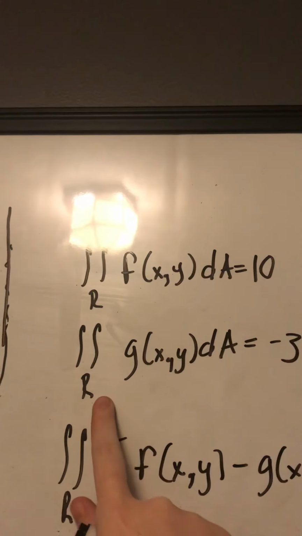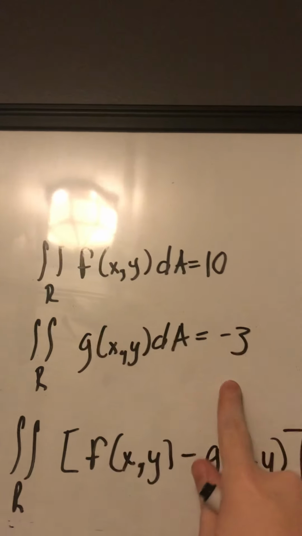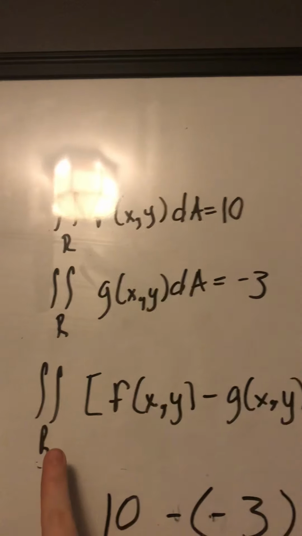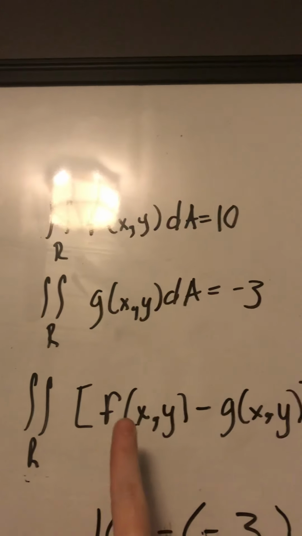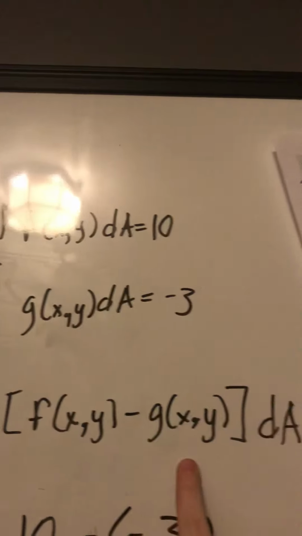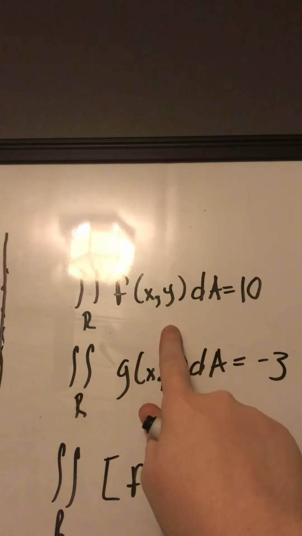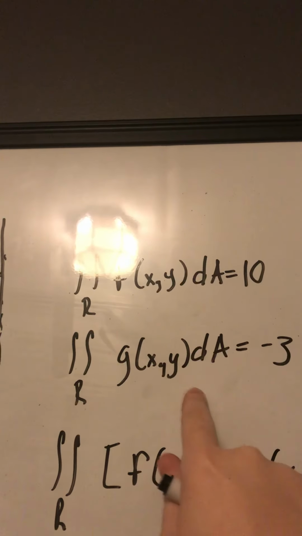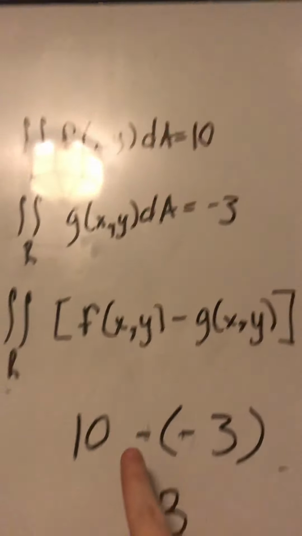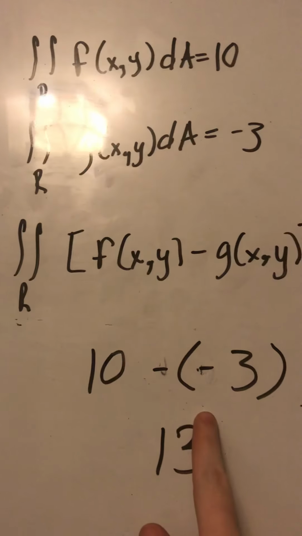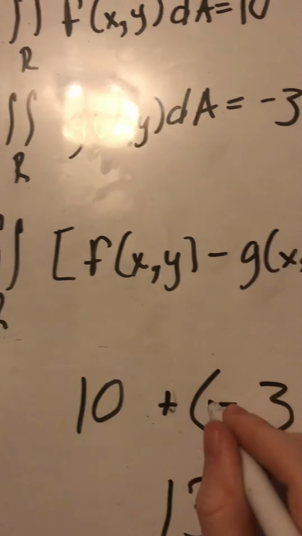And for the next problem, we have that the double integral of this function here is equal to 10, and the double integral of this function here is equal to -3. But we want to know the double integral of the first function minus the second function, which turns out to just be the integral of the first function minus the integral of the second function, which is 10 minus -3. And if you subtract a negative, that's the same as adding, so you get 13.